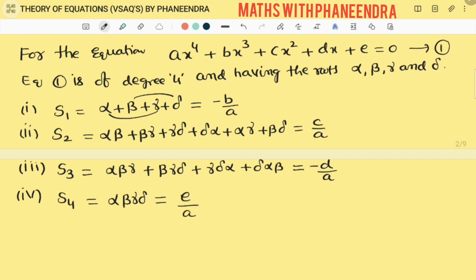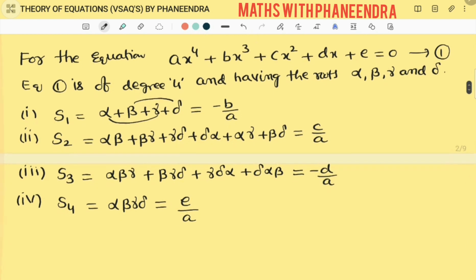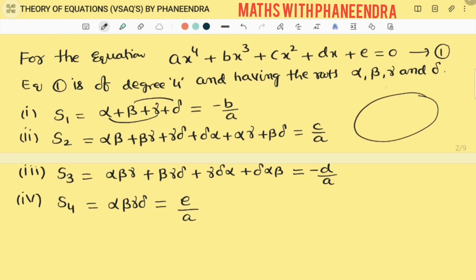This is the information about the biquadratic equation, dear students, and the relation between roots and their coefficients. Let us have a discussion, one question here, based on this concept.